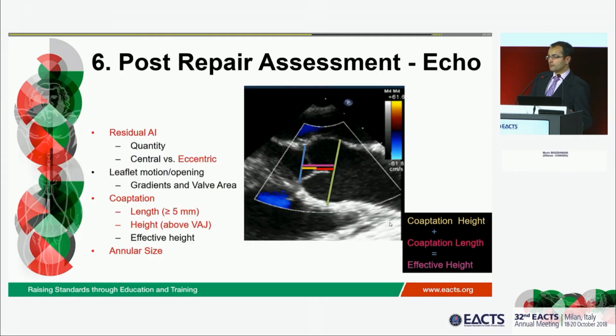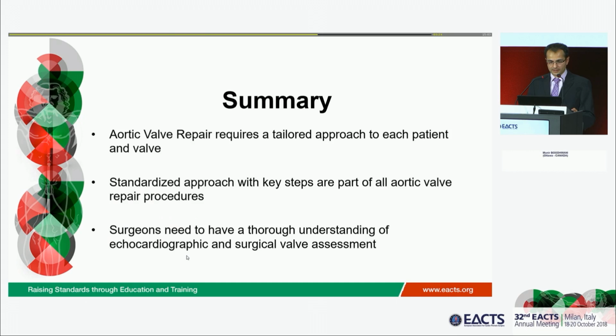And lastly, post-repair echo assessment is what Michelle already spoke about. We want to make sure that we avoid leaving behind residual AI, particularly that which is eccentric. We want to ensure that there's a minimum coaptation length of greater than 5 millimeters, an effective height of greater than 8 or 9 millimeters, and not leaving behind a large annular size.